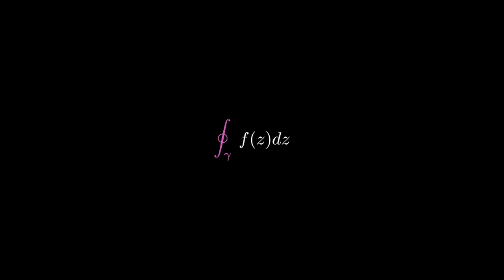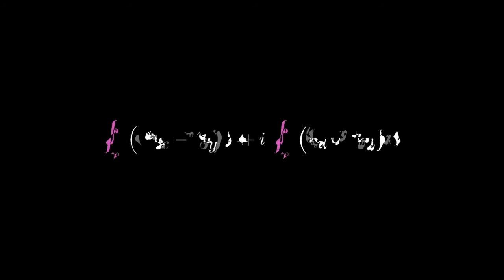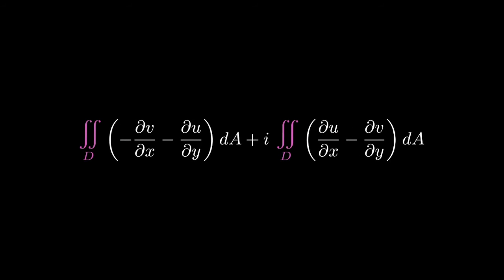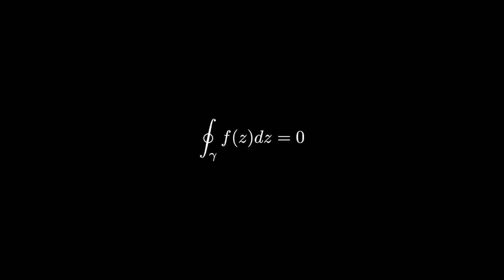First, we rewrite the integral, since f can be expressed as u plus iv, and z can be expressed as x plus iy. Using linearity, we can then split the integral into two, factoring out the imaginary i in the second. We then apply Green's theorem, converting both contour integrals into double integrals over a region. Substituting using the Cauchy-Riemann equations immediately shows that both integrands are zero, meaning the overall integral does in fact evaluate to zero.